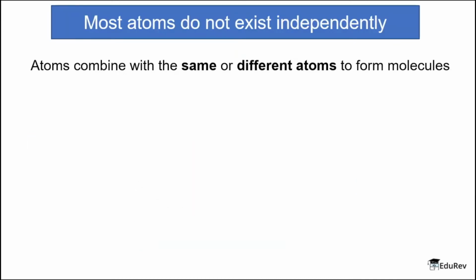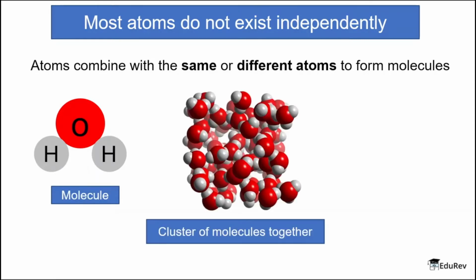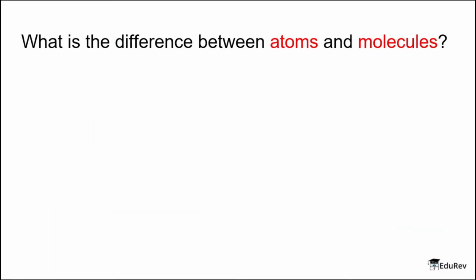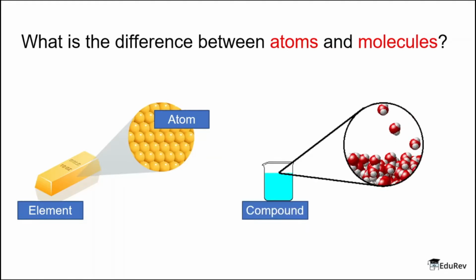Now, it's also possible that atoms combine with same or different atoms to form molecules because most atoms do not exist independently. So, for example, one atom of oxygen can combine with two atoms of hydrogen to form a molecule of water. Now, when a molecule is clustered to a very high extent, what we get is called a compound. So, to clearly differentiate between what is an atom and what is a molecule, well, atoms are the reiterating or smallest species of any element, whereas a molecule is a reiterating or smallest species of a compound.